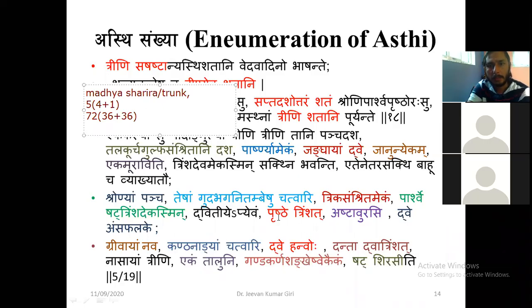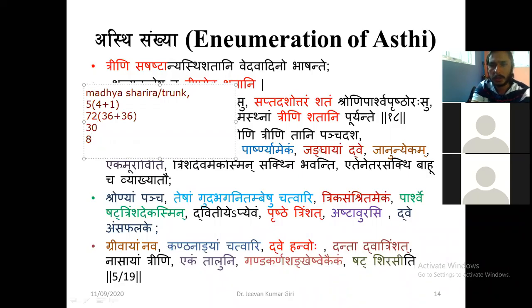Then the Prishte Trimshat. So in the Prishta, how many are there? 31 in the Prishta, the back. That is the level of the vertebral column. Then Ashtau Urasi, so there are 8 bones in the Ura region. Now Dve Amsha Phalake, so 2 bones form the Amsha Phalaka. So these are the 117 bones in the Madhya Sharira.